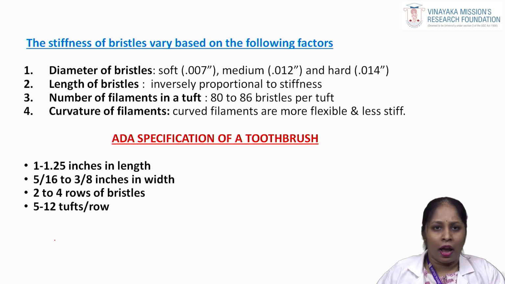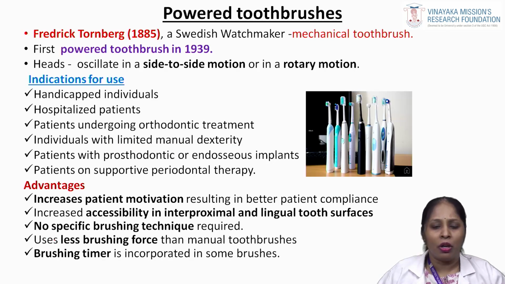According to the ADA, the American Dental Association specification of a toothbrush, the ideal toothbrush should be around 1 to 1.25 inches in length, or 5/16 to 3/8 inches in width, and it should have 2 to 4 rows of bristles and 5 to 12 tufts per row. Let's move to powered toothbrushes.